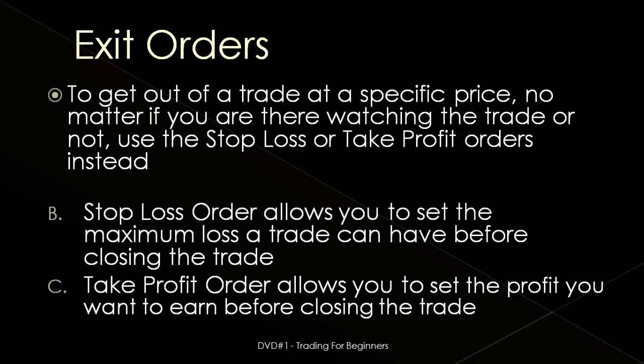To get out of a trade at a specific price, no matter if you are there watching the trade or not, you can use a stop loss or take profit orders instead. The stop loss order allows you to set the maximum loss a trade can have before closing the trade. The take profit order allows you to set the profit you want to earn before closing the trade. For both the stop loss and the take profit, you will manually enter in the price that you wish to be taken out of the trade.